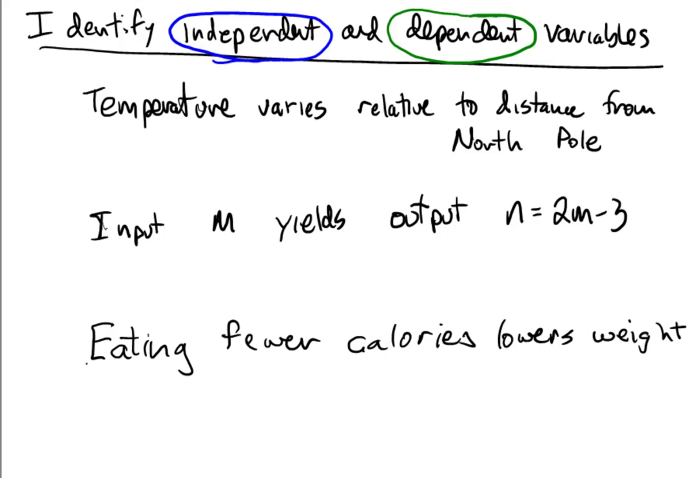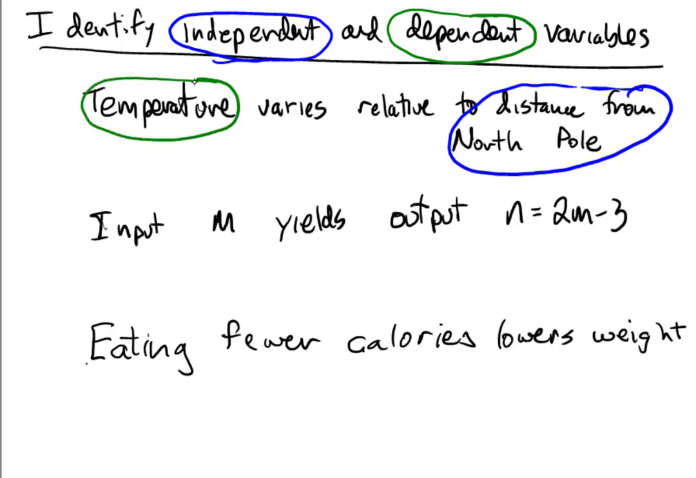In this case, the thing that is changing depending on where you are is the temperature. So what's our independent variable going to be on this one? It's going to be distance from the North Pole, because it's just marching on wherever you are relative to the North Pole. But as you change that distance, what changes in real life is the temperature. So the temperature depends on how far away from the North Pole you are.